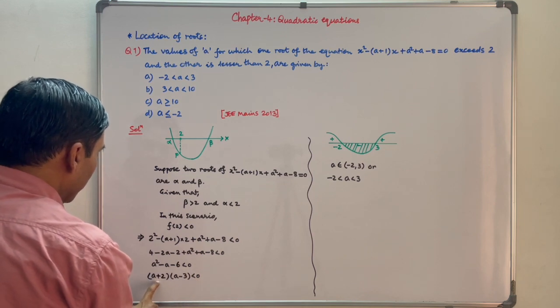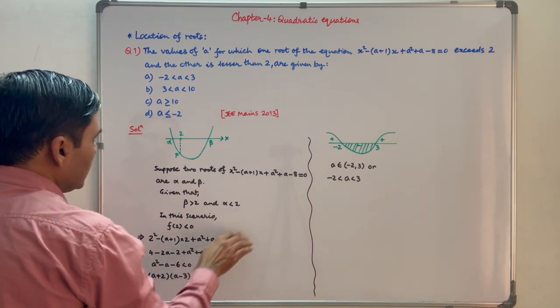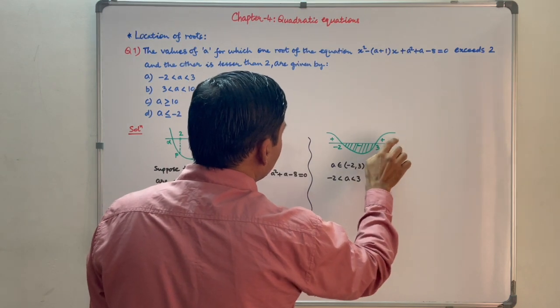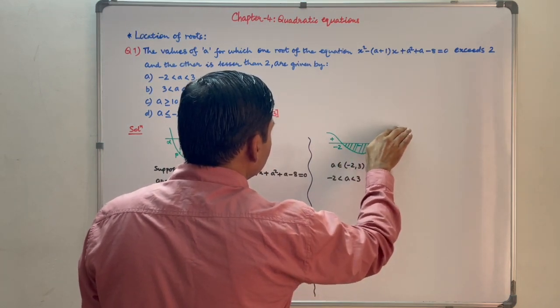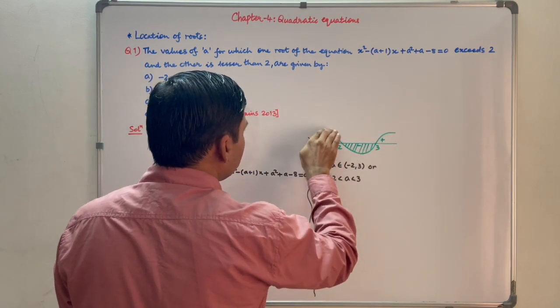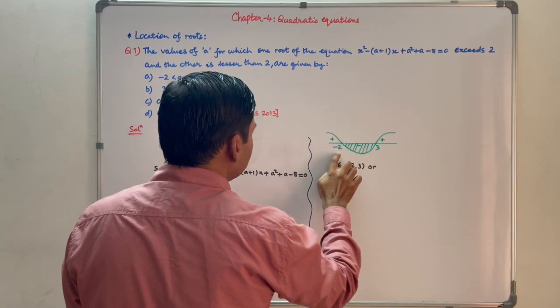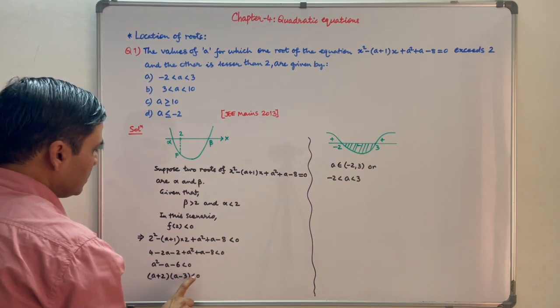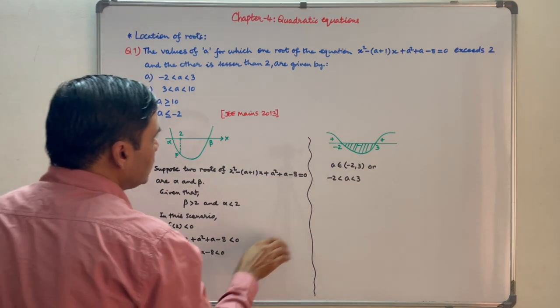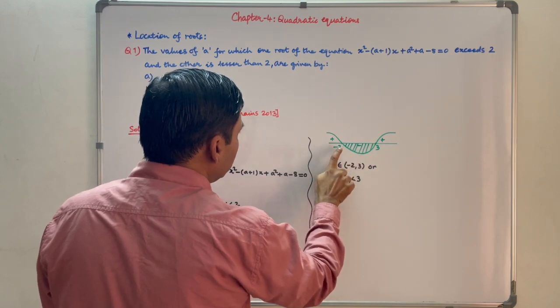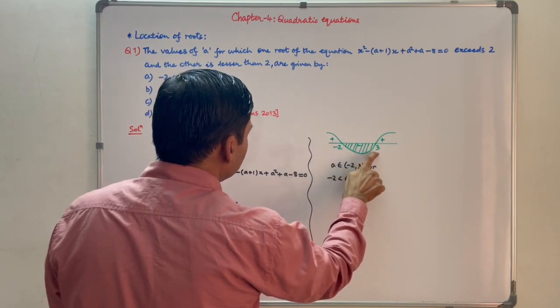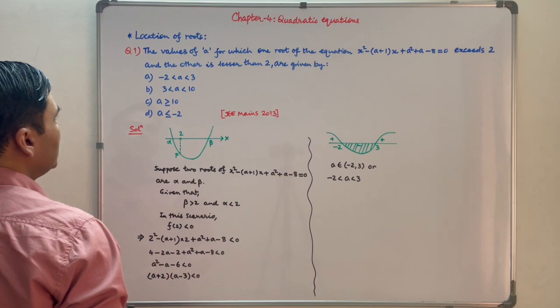Critical points are minus 2 and plus 3. Draw a number line and mark points 3 and minus 2. Draw a wavy curve starting from top right and passing through 3 and minus 2. Inequality is less than 0. So we need to consider the zone below the number line. So a lies between minus 2 to plus 3. So the correct option is option A.